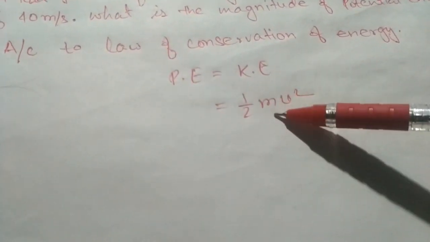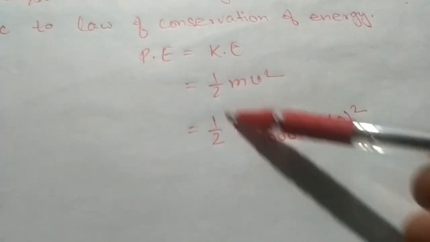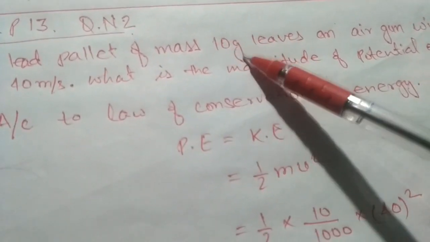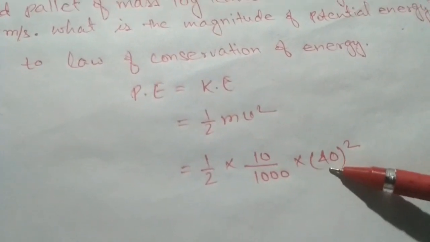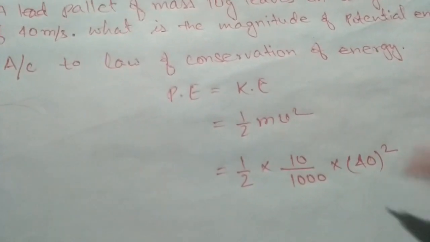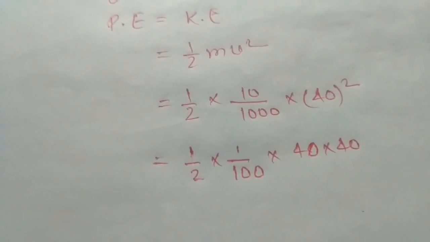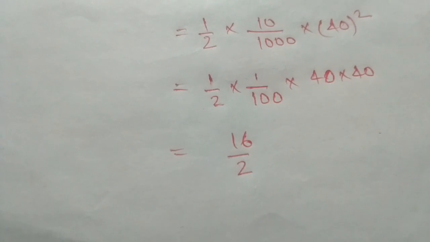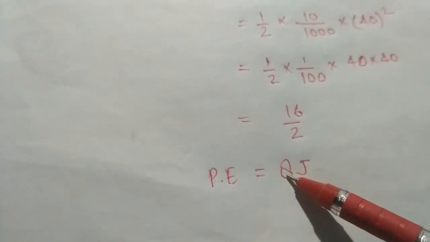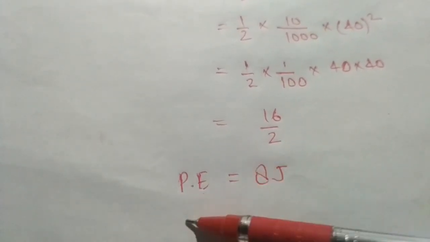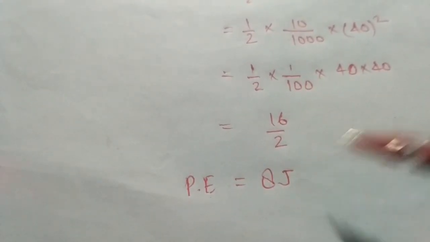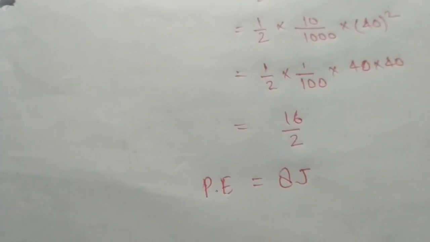The kinetic energy is equal to half m v square. Half, mass is 10 gram, which I have converted into SI unit, 10 upon 1000 kilogram, and 40 velocity square. On doing further, finally the potential energy is equal to 8 joule. But in the book it is given as 16 joule. That is an incorrect answer. Here we are completing our chapter 2.